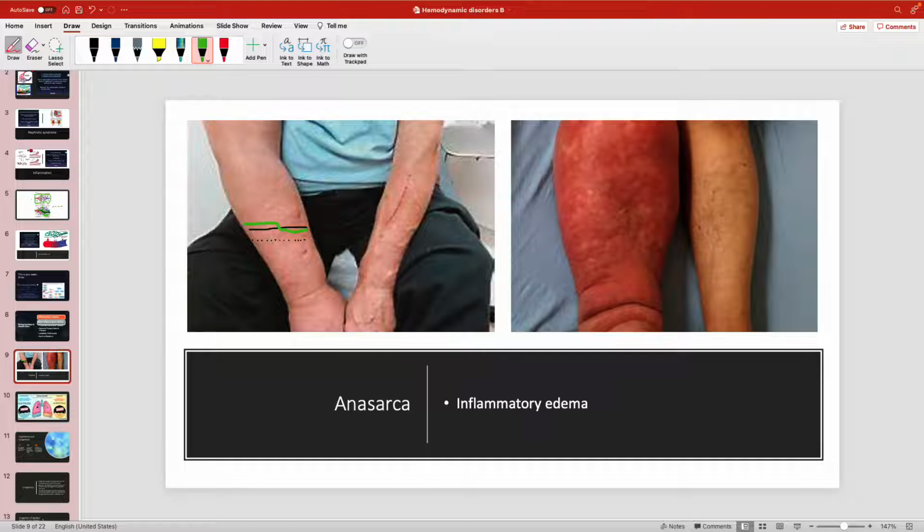Other causes of this condition can be venous obstructions, burns, trauma, malignancy. So a lot of things can cause this anasarca. And over here would be an inflammatory edema, and this is a really extreme case. So you can see this person's normal appendage and then the swollen and the injured appendage there.